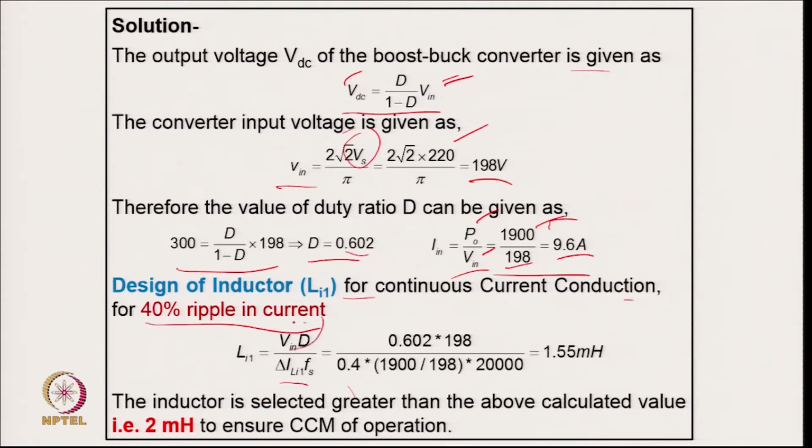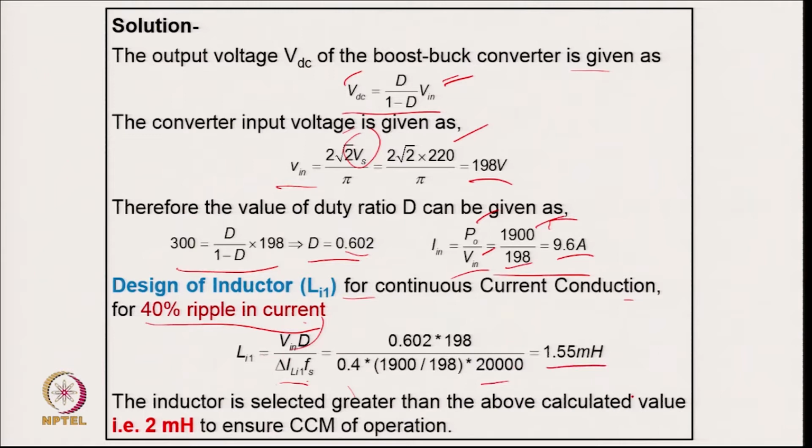the on period. You are switching on, and typically across the input inductor you will find the voltage Vin applied, and this is the maximum current ripple corresponding to that period, and this is the switching frequency. So, putting the value, we get this inductor as 1.55 millihenry.